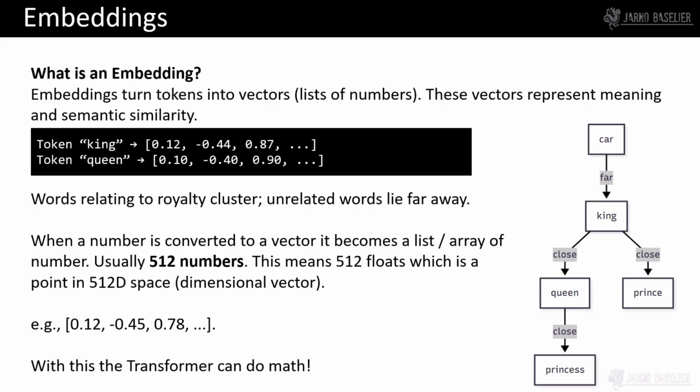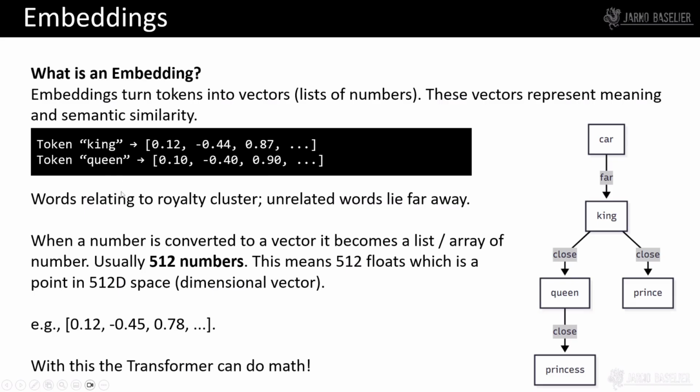Then talking about embeddings, what are they? Embeddings turn tokens into vectors or lists of numbers, and these vectors represent meaning and semantic similarity. Here we have some examples of the token king and of the token queen. Words relating to royalty cluster, and unrelated words lie far apart. So you can see that king and queen are not that far apart by only looking at the numbers.